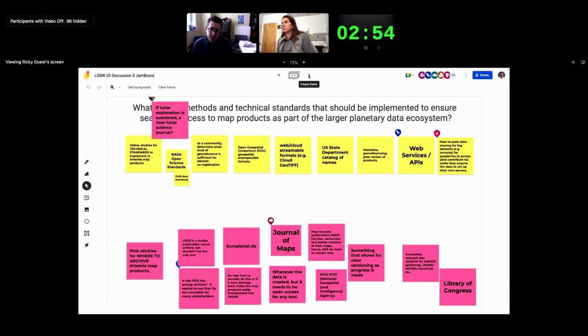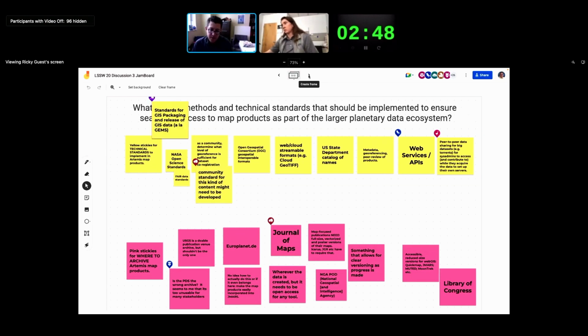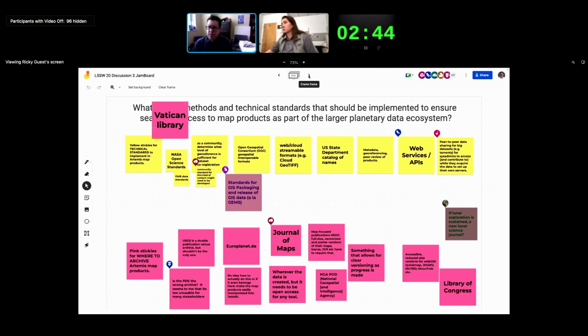This question here, this pink sticky, I don't know who wrote this one, about is the PDS the wrong archive? Seems to me it's unsuitable for many stakeholders. I think that's an excellent point and question. Does the author of that one care to comment? I mean, inevitably that's me.